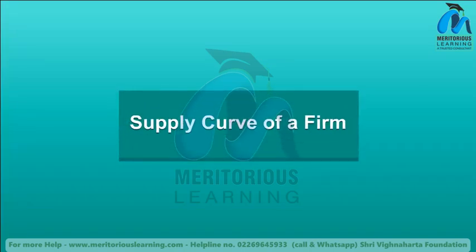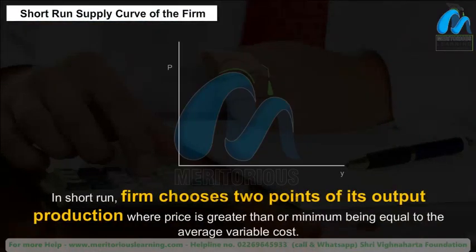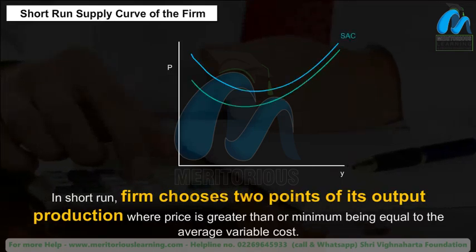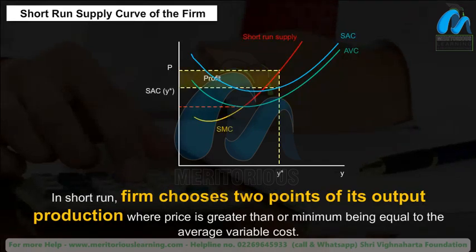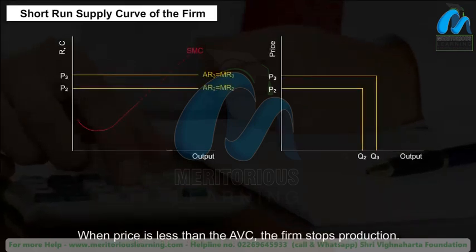Supply curve of a firm. Short-run supply curve of the firm. In the short run, the firm chooses points of its output production where the price is greater than or equal to the minimum average variable cost. When the price is less than the AVC, the firm stops production.